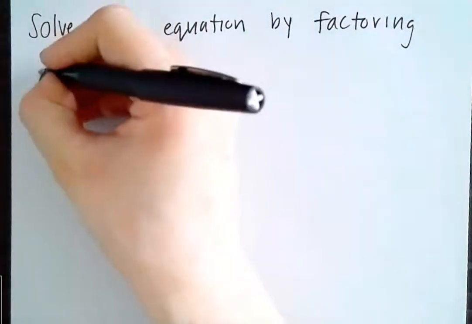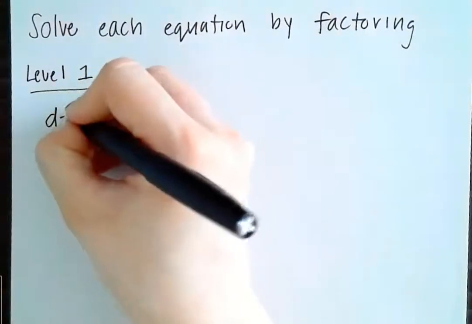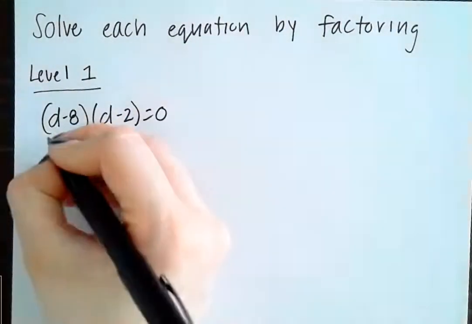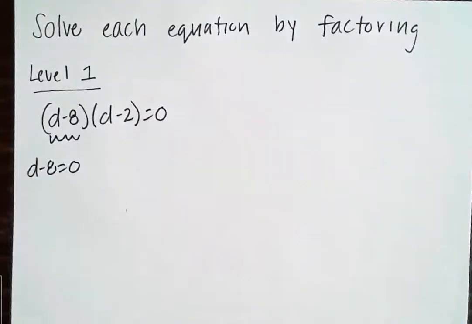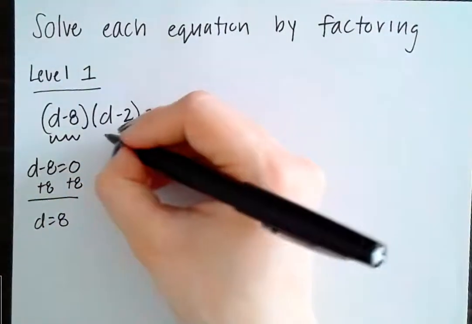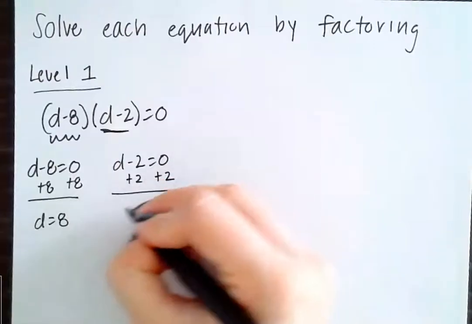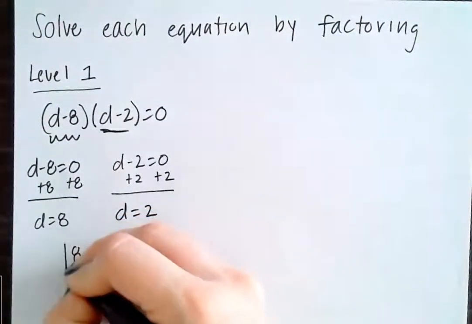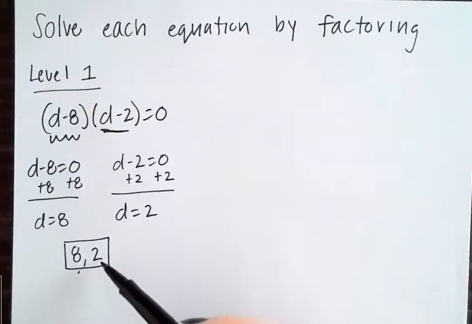Now the first one, this is like a level 1. Maybe we'll put that level 1. It's already in factored form for us. Look at this. This one's pretty easy. So all we have to do here is set this guy equal to 0, d minus 8 equals 0. How do I get d by itself? We're going to add the 8 over. So d equals 8. And then do the same thing here. D minus 2 equals 0. Add the 2 over. D equals 2. So now the solutions to this are 8 and 2. Again, that means this parabola would touch the x-axis at +8 and +2.